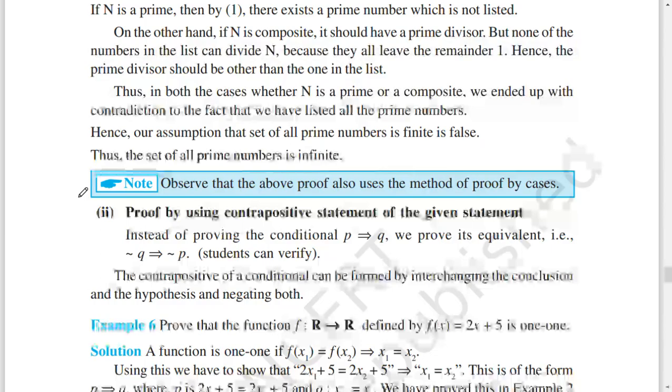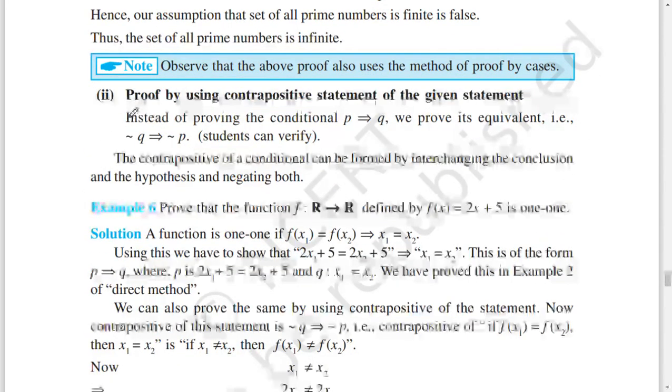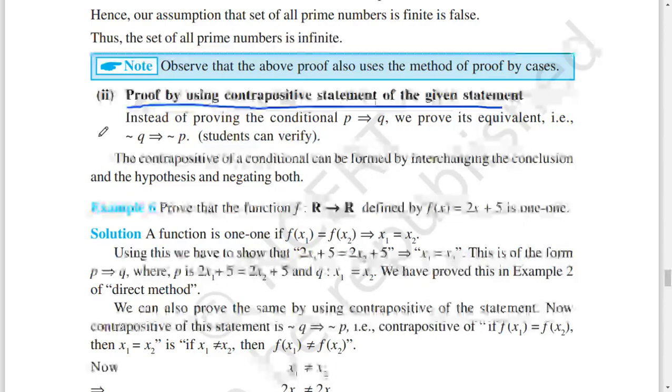Note, observe that the above proof also uses the method of proof by cases. 2. Proof by using the contrapositive statement of the given statement. Instead of proving the conditional P implies Q, we prove its equivalent, that is, not Q implies not P. Students can verify the contrapositive of a conditional can be formed by interchanging the conclusion and the hypothesis and negating both.